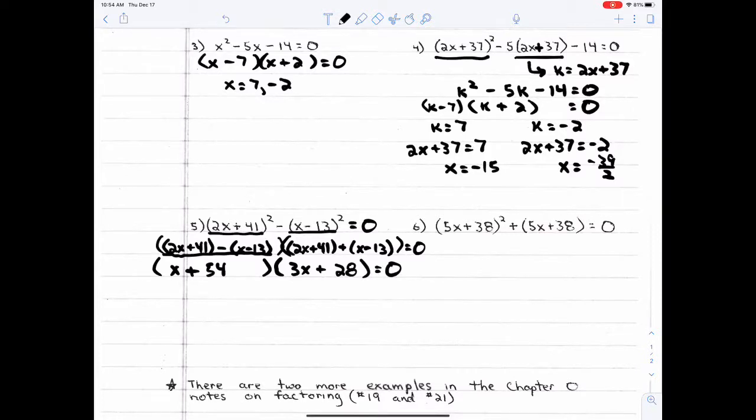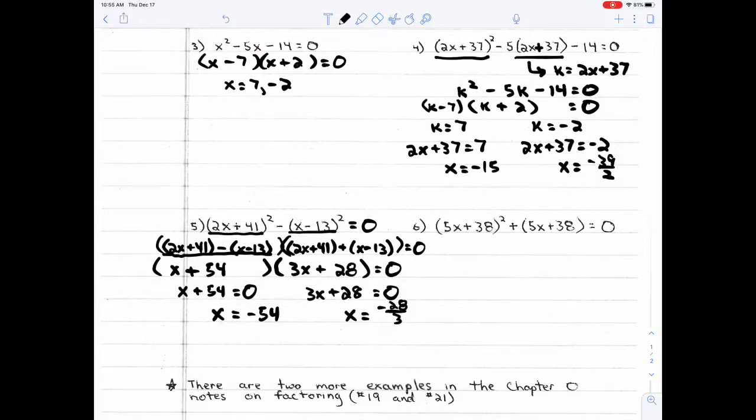Okay, then we'll just set each of those equal to 0. So x will be negative 54, and x will be negative 28 thirds. Okay, so we'll let that sit there for a second. You can copy it, and you can just pause the video, if you want to.